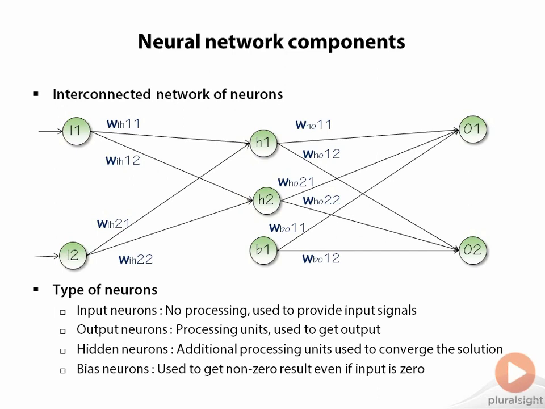Sometimes in a neural network, bias neurons are also used. As the name suggests, these types of neurons are used to provide bias values. Sometimes if you need non-zero results, even if the input is zero, then bias neurons are used. As you can see, there are no incoming connections to the bias neurons. Typically the input value to these bias neurons is fixed. Normally it's 1.